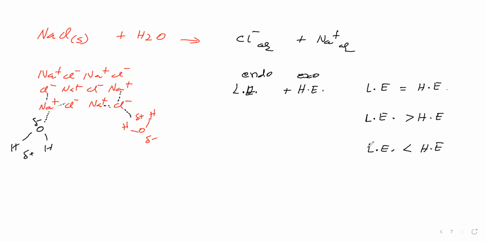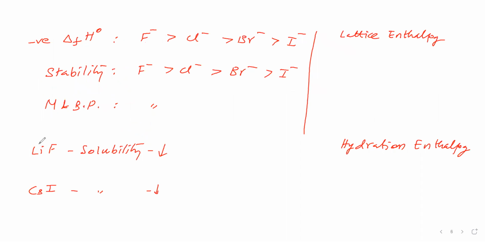Now we will see lithium fluoride. For this, solubility is low. What is the reason? Lattice enthalpy is directly proportional to the charge of cation times the charge of anion, divided by the radius of cation plus the radius of anion. Li plus is small in size, F minus is small in size. Therefore lattice enthalpy is high, therefore solubility is low. So here lattice enthalpy is the dominant factor.